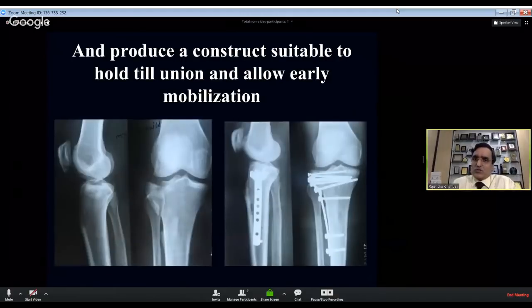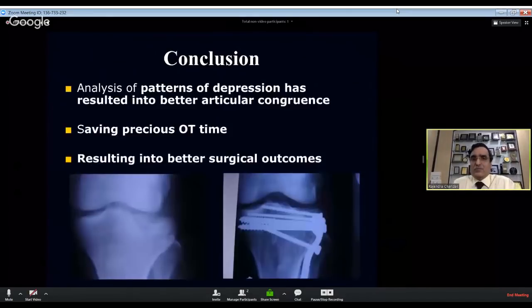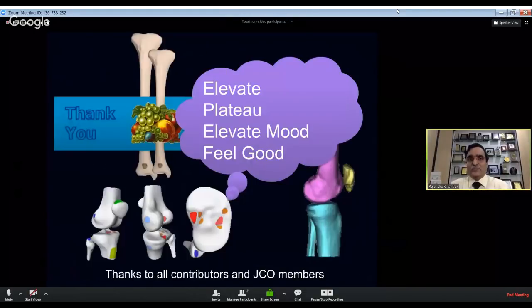And we must produce a construct suitable to hold the union and allow early mobilization. That is our aim. Various combinations of plates thoughtfully selected give equal result. We can choose whatever gives the best result in our hand and suits the requirement. In conclusion, analysis of patterns of depression, which we find in tibial plateau fractures, has resulted in a better articular complex, saving precious time and resulting in better surgical outcomes for our patient.